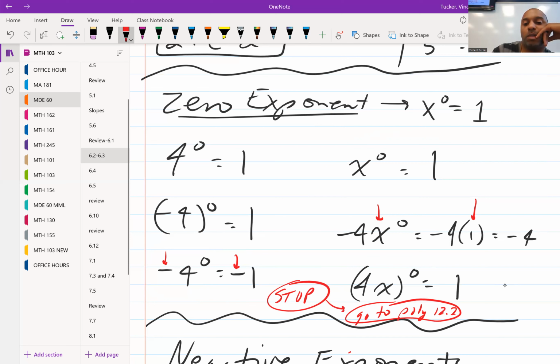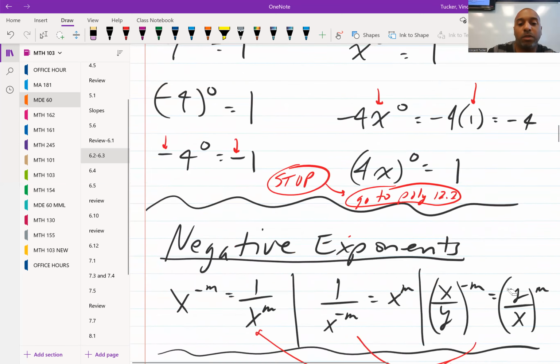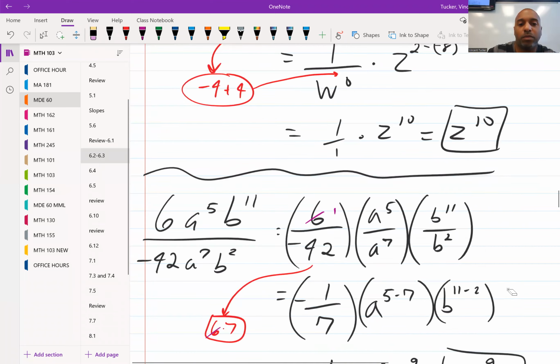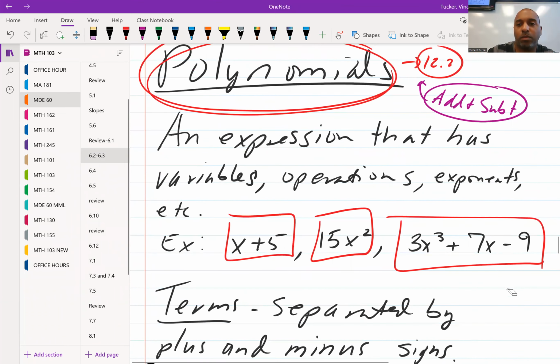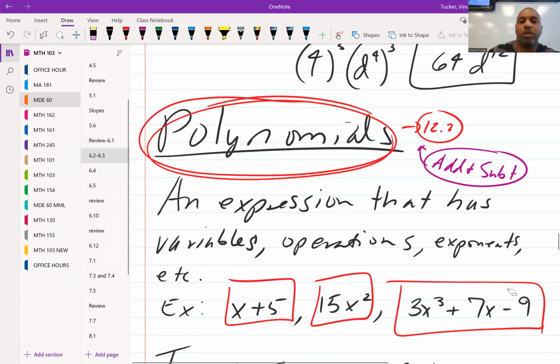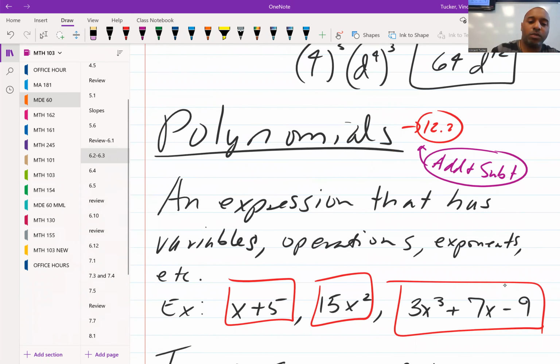Any questions before we go look at one more section? The negative exponent rules that I gave are for another section that we'll get to later. So we'll get negative exponents later. We're going to go to something else, but that's where this section stops. Zero exponents. Let's do this.